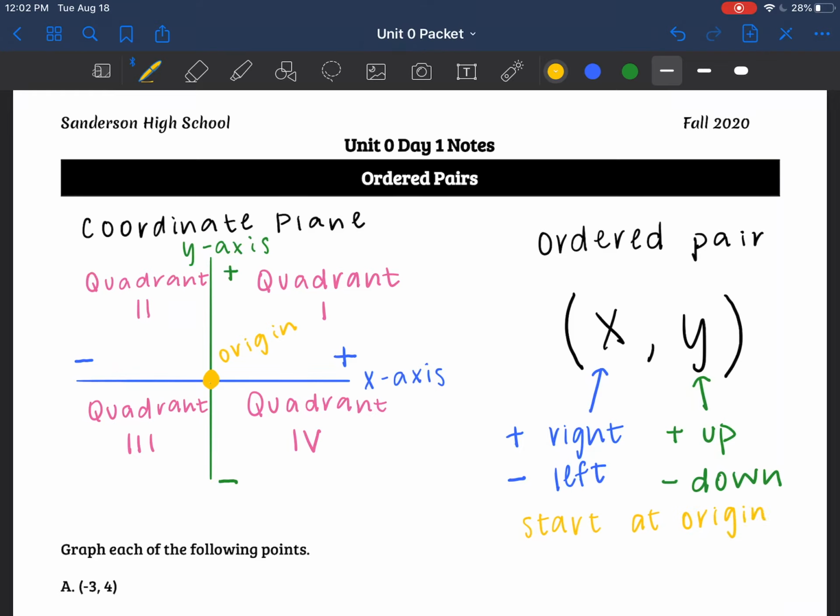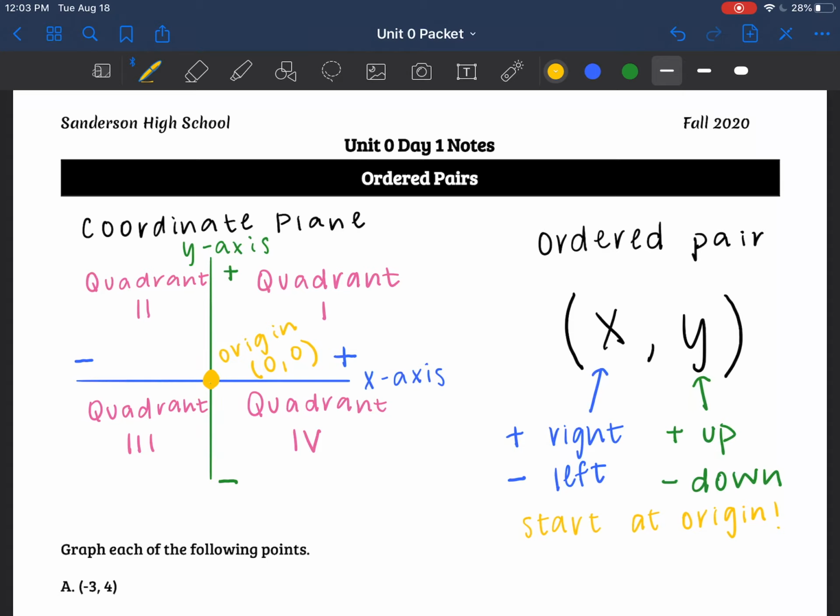I want you to label one more thing on your drawing. We're going to give the origin a specific ordered pair. We call the origin 0, 0. And the reason we call it 0, 0 is if we start there every time, we're not moving to the side at all. We're not moving up and down. So 0, because we didn't move side to side. 0, we didn't move up or down. And that's why we call that point 0, 0.